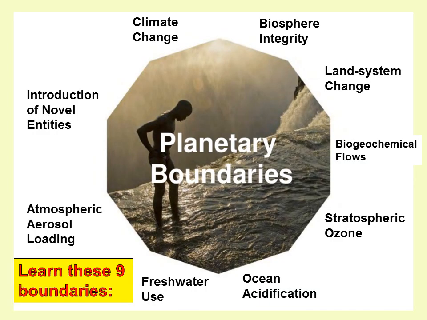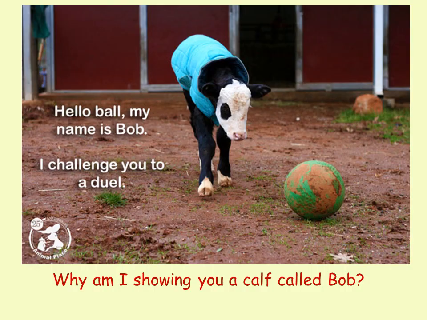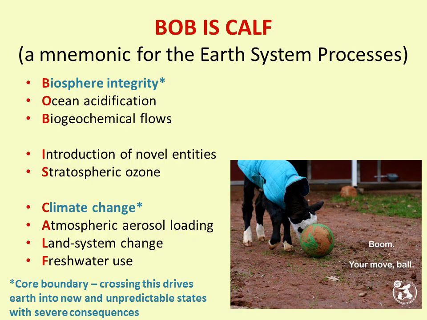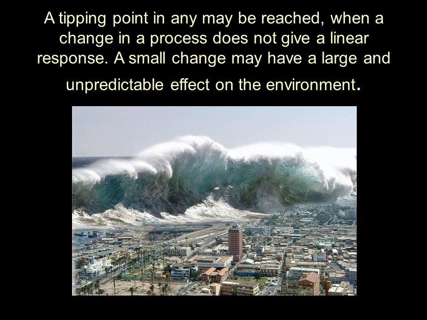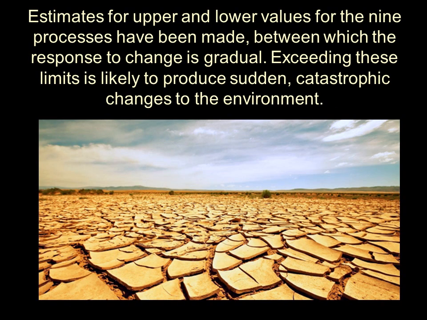There are 9 planetary boundaries to learn, as you can see here. Bob's calf is an example of a mnemonic you could use to help you remember these, or you may want to come up with your own one. When a boundary is crossed, it means that there is no longer a linear relationship with the effects of a process, and small changes can have large and devastating effects. The limits for values for each process have been estimated to see which boundaries have been crossed, which are avoidable, and the impacts this may have.